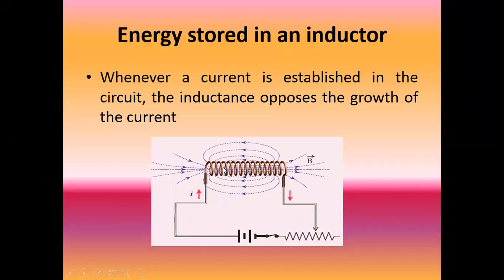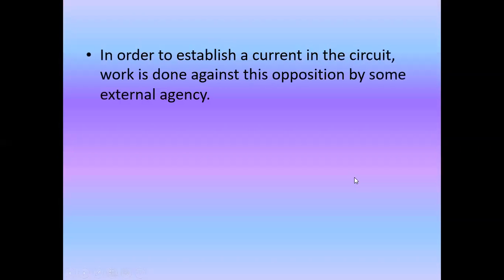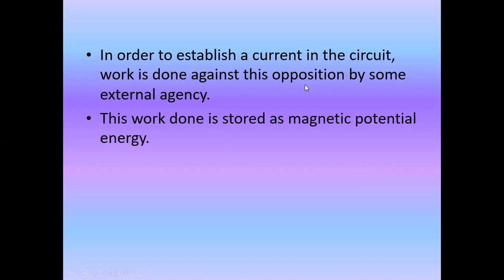the inductance in the circuit will oppose the growth of the current. So in order to establish the current in the circuit, we have to do some work against this inductance by some external agency.